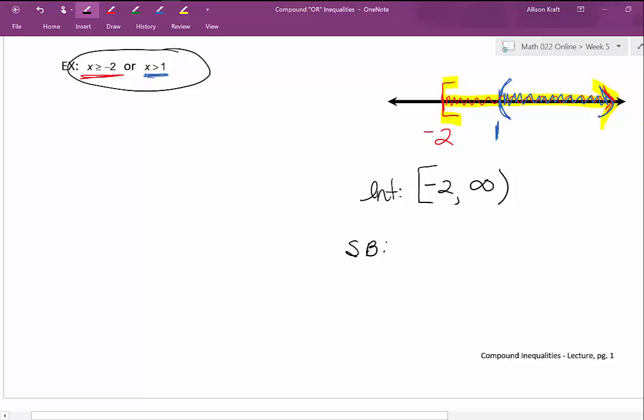Our set builder notation always starts the same, the set of all x, such that, and we write our solved inequality in here. X is greater than or equal to -2, or x is strictly greater than 1.